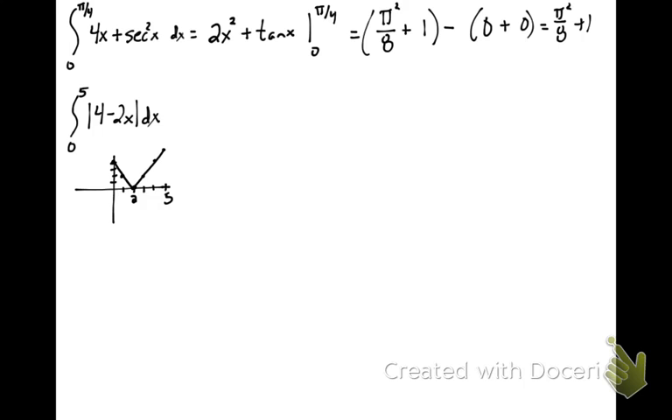From 0 to 2, this is the line y equals negative 2x plus 4. And from 2 to 5, we have the function y equals negative 4 plus 2x.